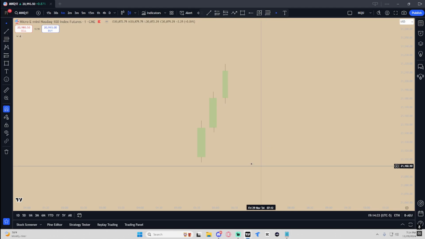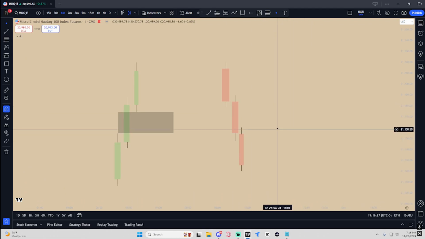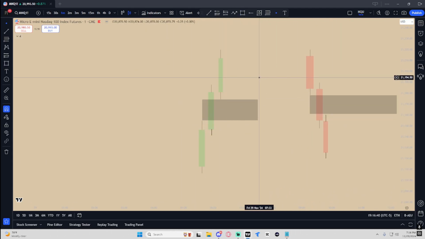Alright, so for starters, we need to know what is a fair value gap. So a fair value gap is pretty much a 3-candle pattern where the wick of the first candle and the wick of the third candle don't overlap, leaving this gap in the middle candle, which would be our fair value gap. Now here we have a bearish fair value gap example. So as we can see, we have the first wick of the first candle and the wick of the third candle, and they don't overlap. So this right here would be considered our bearish fair value gap. And in this example, this would be considered our bullish fair value gap.